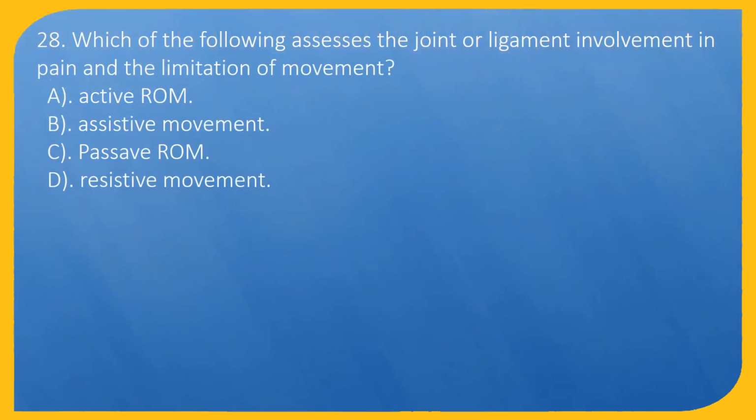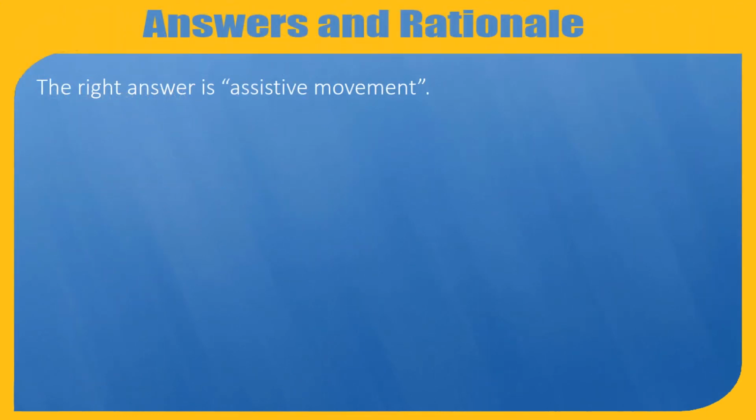Question 28. Which of the following assesses the joint or ligament involvement in pain and the limitation of movement? A. Active ROM. B. Assistive movement. C. Passive ROM. D. Resistive movement. The right answer is assistive movement.